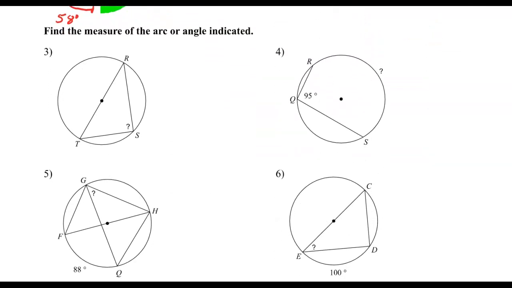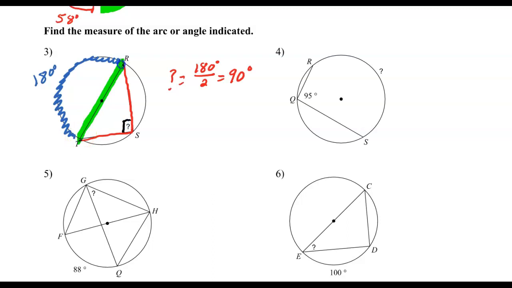So if we look at problem number 3, I like to trace the angle. So I need to find that angle. It hits this blue arc, which is 180 degrees. So this angle is 180 over 2, or 90 degrees. And in fact, if you ever have a diameter, then that triangle, angle S, that inscribed angle is always going to be 90.